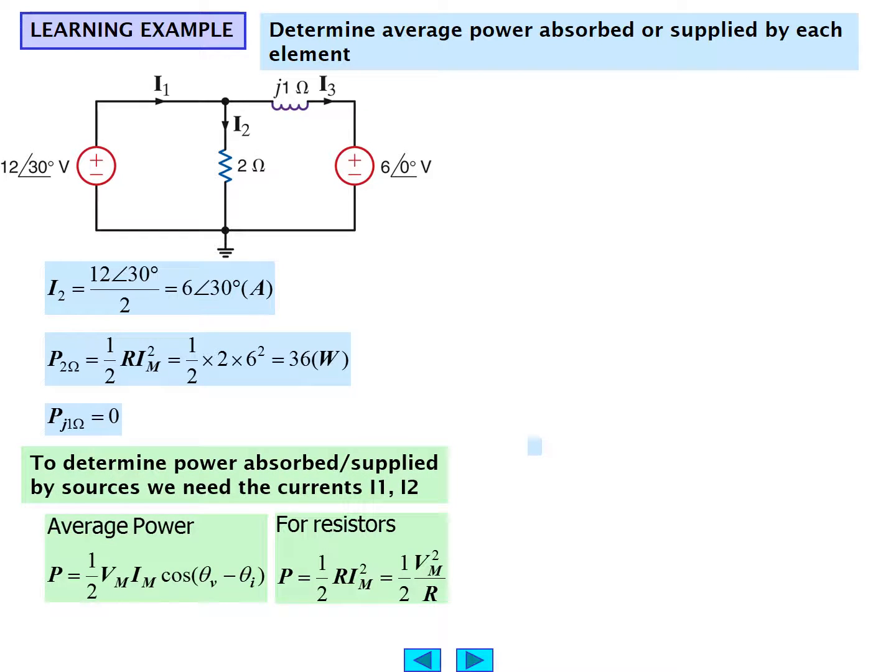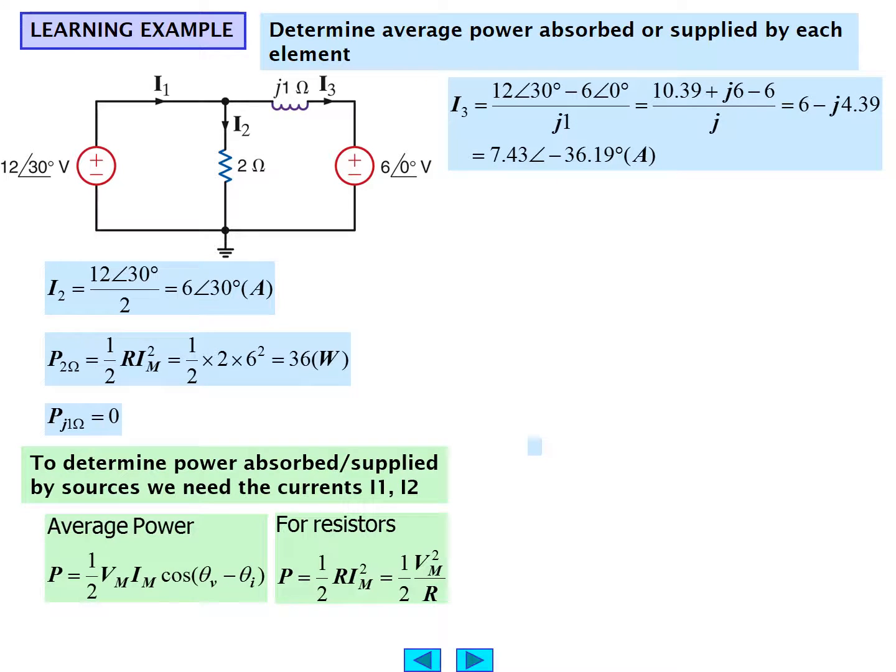To determine the power absorbed or supplied by the sources, we do need the currents I1 and I2, and I3 also for that matter. So I3 can be found because we know what the voltage sources are. We have 12 angle 30 degrees minus 6 angle 0, divided by j1, which is the only impedance between those two voltage sources. We can calculate that I3 is 6 minus j4.39, or if you will, 7.43 angle minus 36.19 degrees amperes. That's I3.